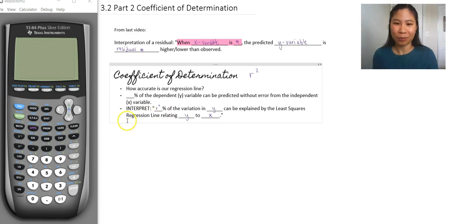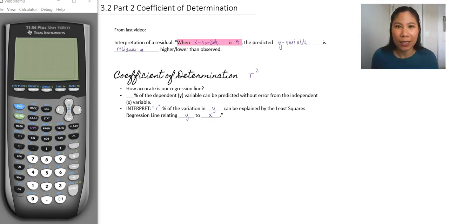So if we're talking about, for example, the data set I think we talked about last class, the lean body mass and the metabolic rate, then whatever percent of the variation in the metabolic rate can be explained by the least squares regression line relating the metabolic rate to the lean body mass. In that sentence, the variation is pretty much talking about your prediction without error.